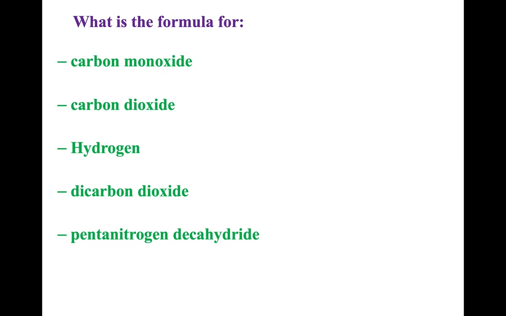Carbon monoxide means, okay, one carbon, one oxygen. Carbon dioxide means one carbon, two oxygens. Hydrogen, that's one of our diatomics, so the formula is just H2. Dicarbon dioxide means two carbon, two oxygen. Pentanitrogen decahydride means 5 nitrogen, 10 hydrogen. So the covalent system is a pretty straightforward system. It tells you how many of each type you have.